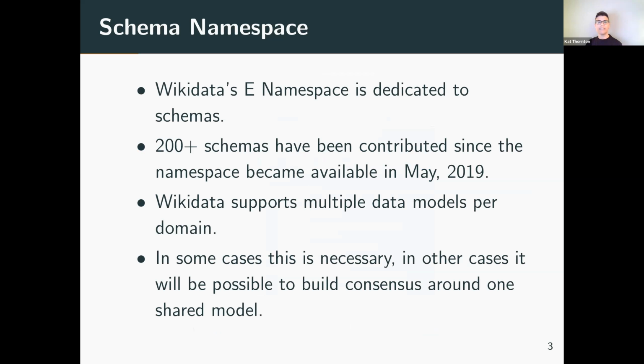Wikidata's E-namespace is entirely dedicated to schemas. More than 200 schemas have been contributed since the namespace first became available in May of 2019. Due to the fact that Wikidata supports multiple data models per domain, it is sometimes possible to express a statement in multiple ways. In some cases, this is necessary and desirable. In other cases, it will be possible to build consensus around a single shared model.